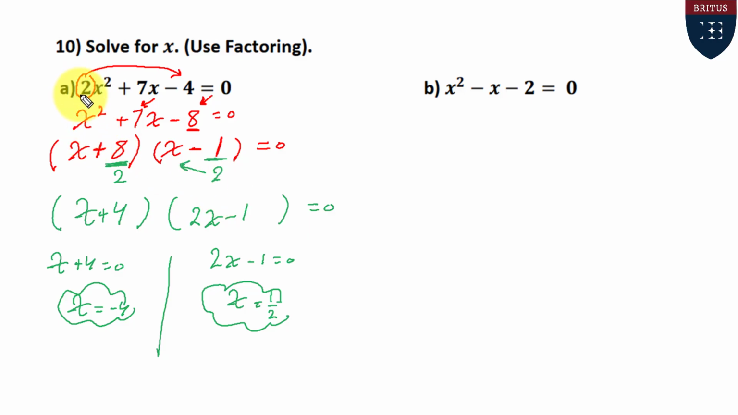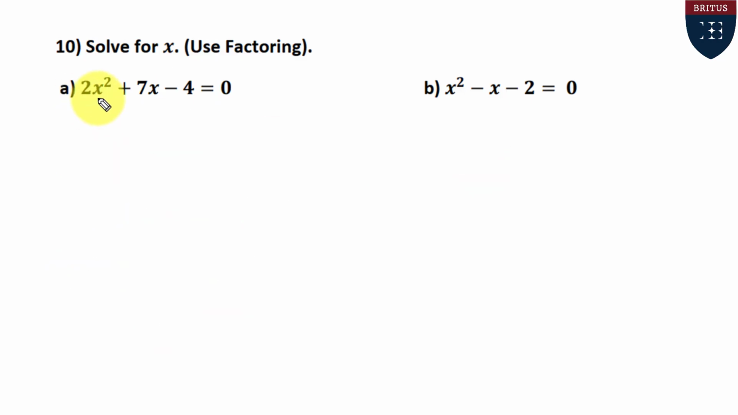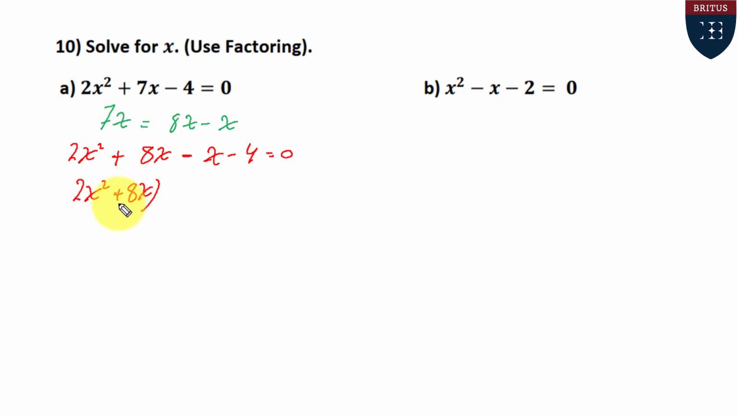Look at the main equation, which is 2x squared plus 7x minus 4 equals 0. We can write 7x as what? As 8x minus x. Now, just rewrite the equation again: 2x squared plus 8x minus x minus 4 equals 0. By using the associative property, we can say 2x squared plus 8x together, plus negative x minus 4 equals 0.